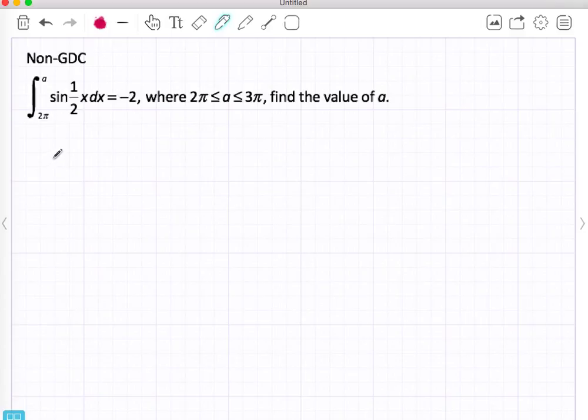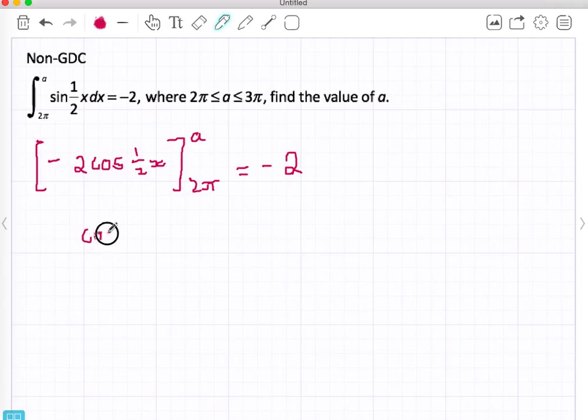Now sine integrates to minus cosine, so it's minus cosine half x. Now that half in there, that half x, gets dealt with by dividing all this by half, which is equivalent to times by 2. So I end up, when I integrate, getting this. I put the values of a in, I put the values of 2 pi in, and it equals -2. Now this -2 and this -2, they can just be cancelled out.